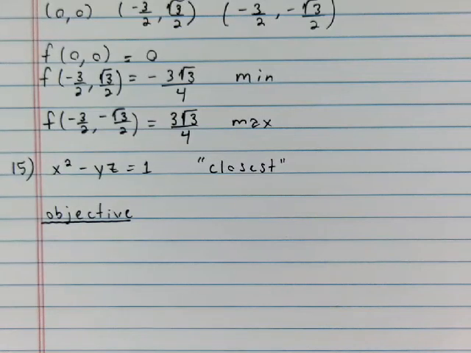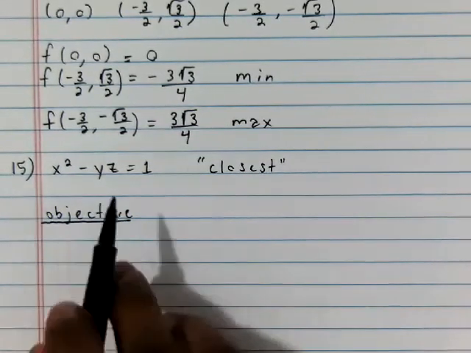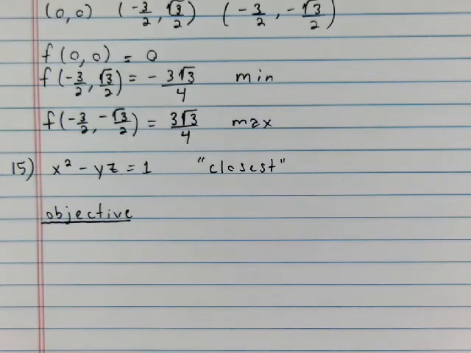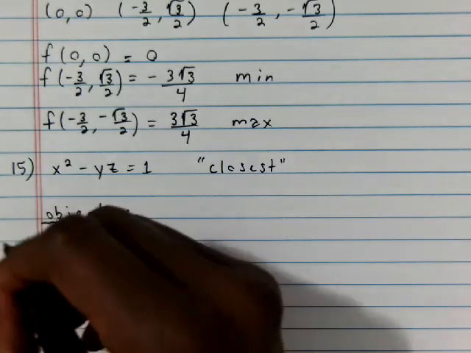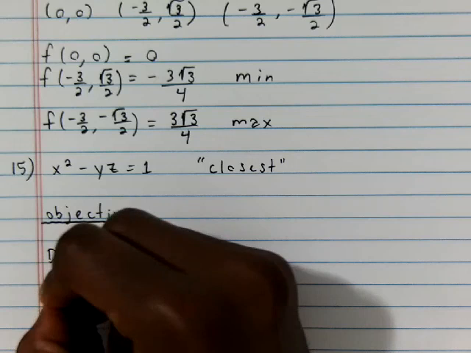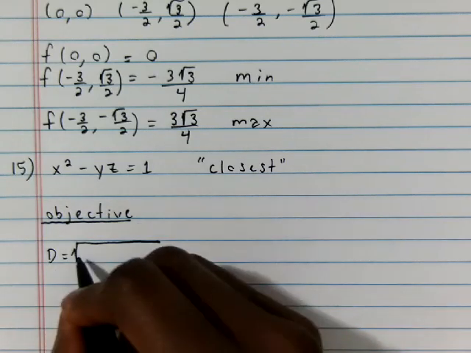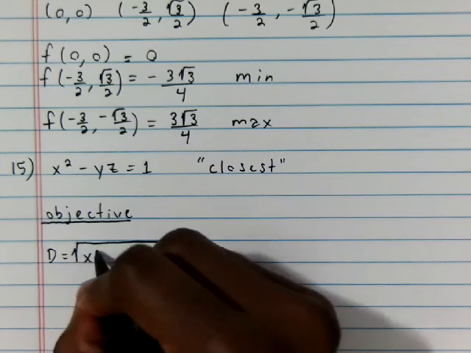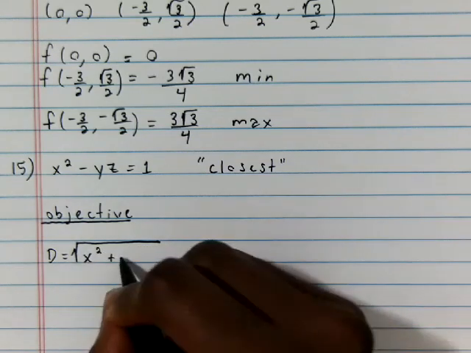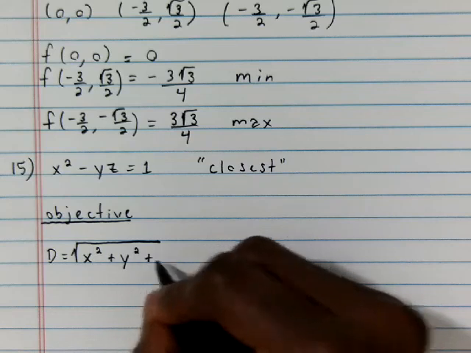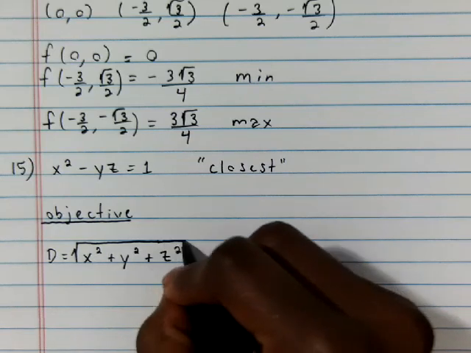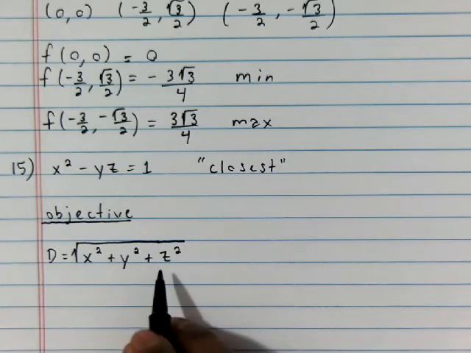So find the points on the surface. Any point on that surface is going to have x, y, z coordinates that are closest to the origin. So we want the distance between the point x, y, z and the origin to be as small as possible, which means our objective function is d equals the square root of x minus 0 quantity squared plus y minus 0 quantity squared plus z minus 0 quantity squared, which is the distance between x, y, z and the origin.